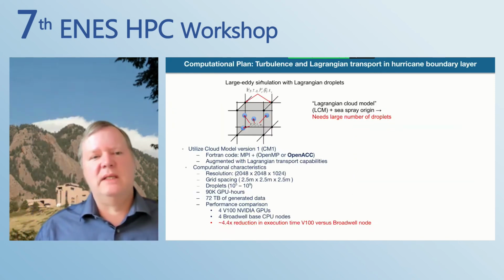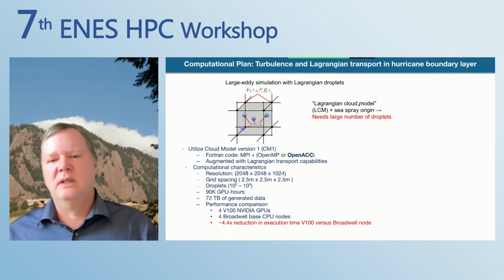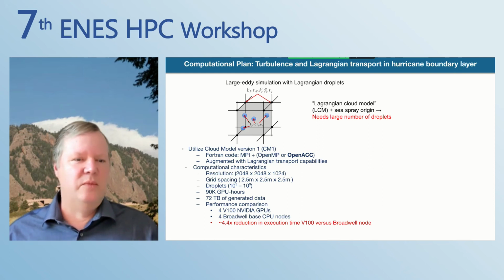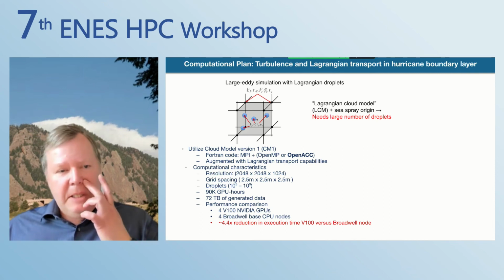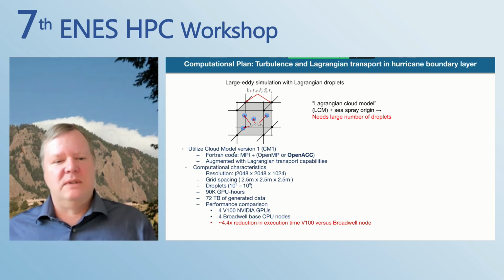This is an LES code with Lagrangian droplets. So it has a Lagrangian cloud model plus a sea spray model, and it needs a very large number of these Lagrangian particles, here in blue, transported between the different grids. The base code we've been using is CM1, Cloud Model version 1. It's a Fortran code with MPI, and we accelerated it with OpenACC, and also augmented it with OpenACC accelerated Lagrangian transport capabilities.